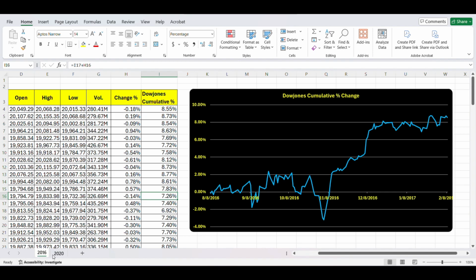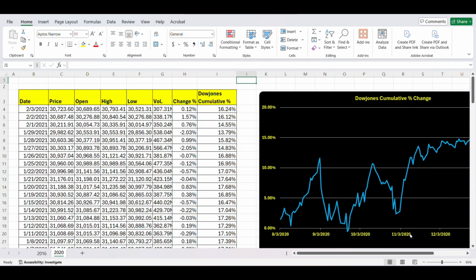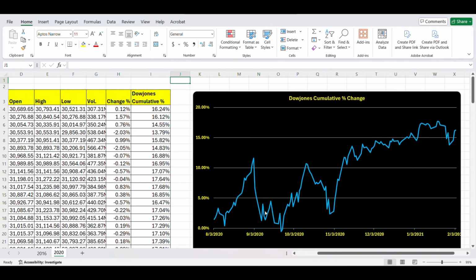And if you take a look at 2020, the cumulative percentage change for Dow Jones 3 months prior to the elections, lots of volatility, ups and downs, no stability. You see that, right? But after the elections, you see the clear trend. There have been some small ups and downs, but overall the trend is up, right? And it's about 16% from August 3rd, 2020 through February 3rd, 2021.